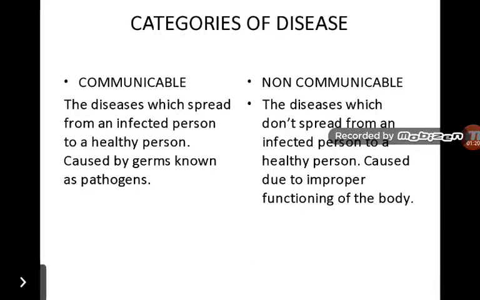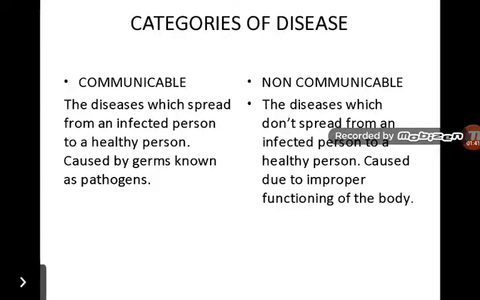Next, let's come to categories of disease. Disease can be categorized into two parts: the communicable diseases and non-communicable diseases. The diseases which spread from an infected person to a healthy person are known as communicable diseases. These diseases are spread by germs, or caused by germs known as pathogens.